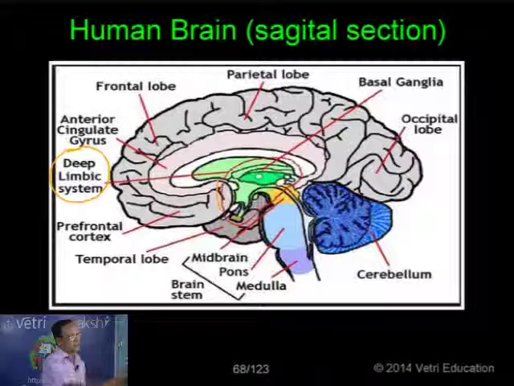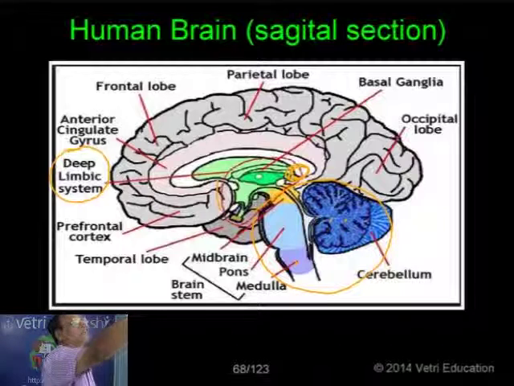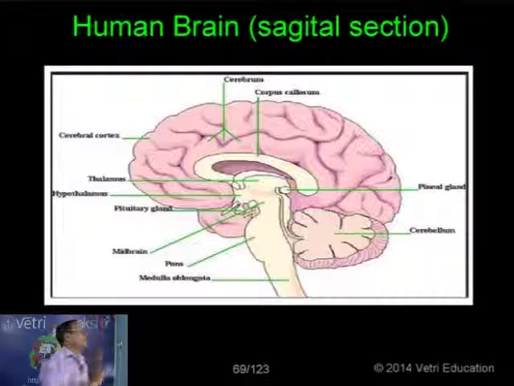Now this part is the cerebrum, this is the cerebellum, this is the pons and the medulla oblongata. These three structures together form the hindbrain. The midbrain is present somewhere here, formed of four lobes. We'll see the structures later one by one.